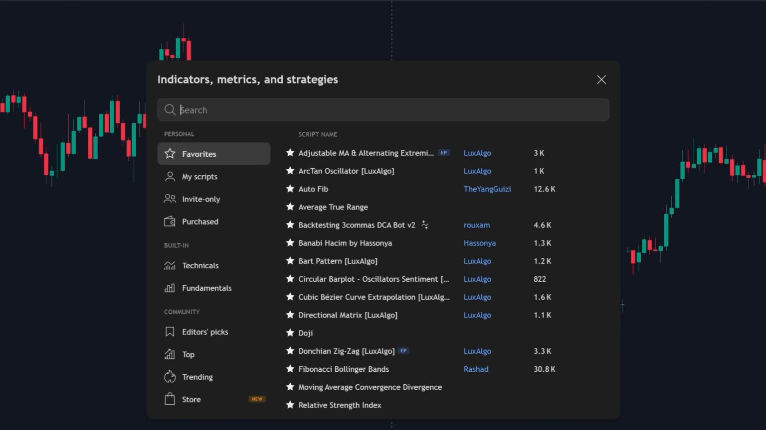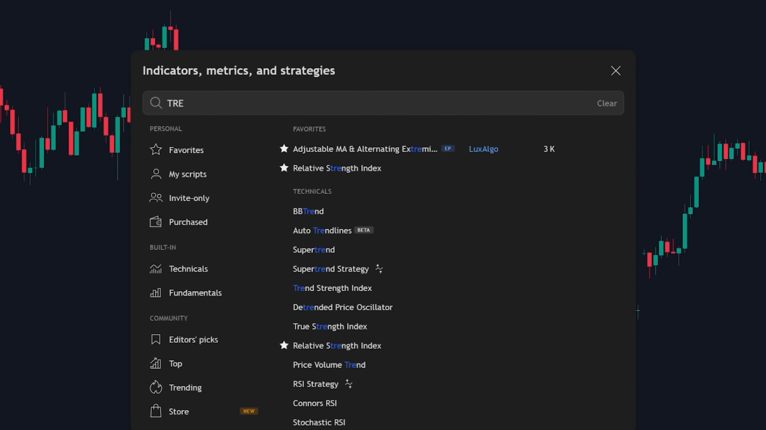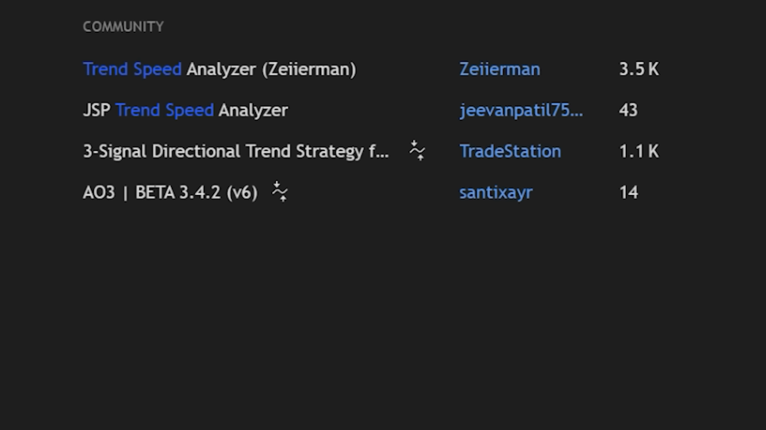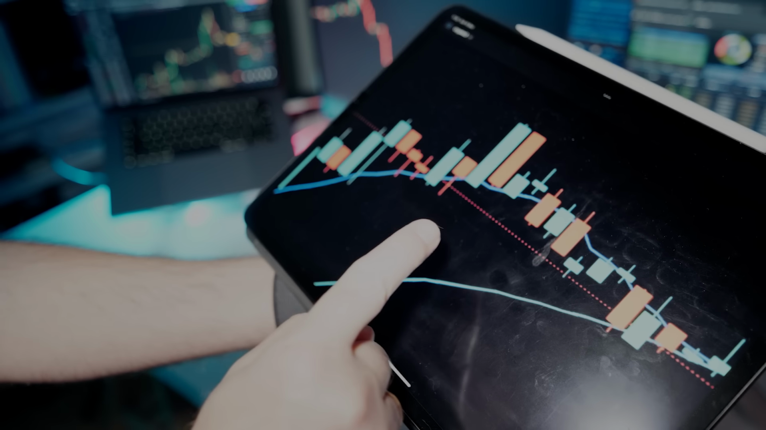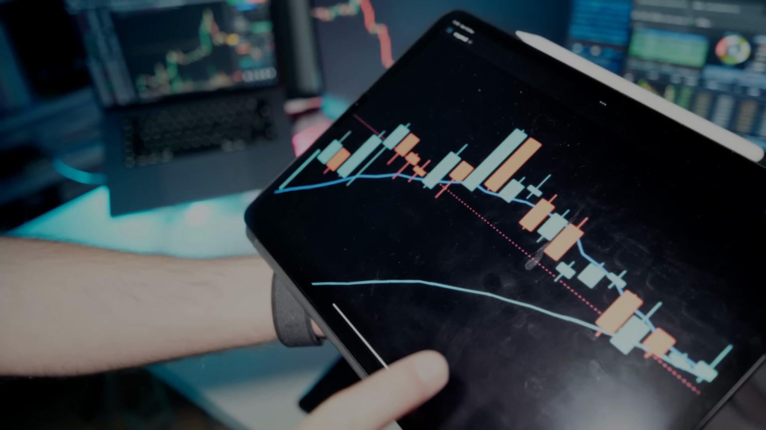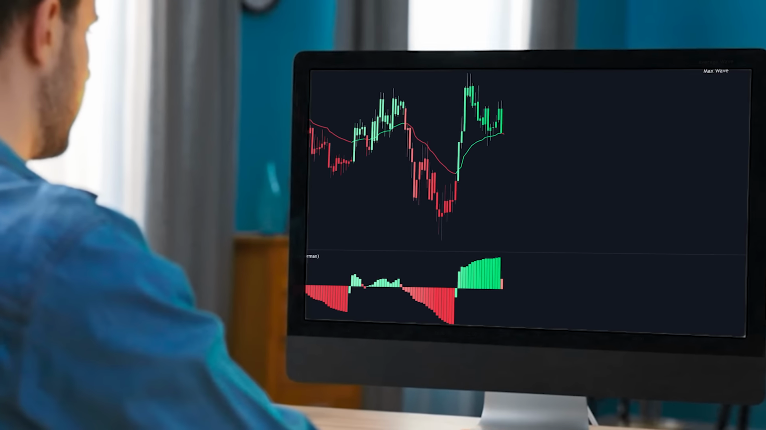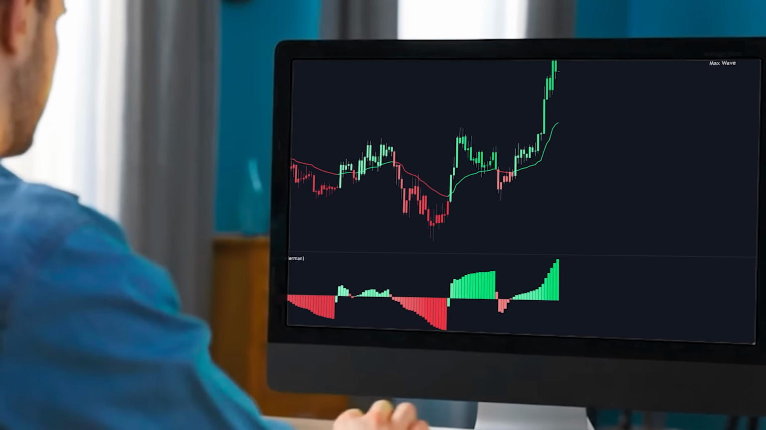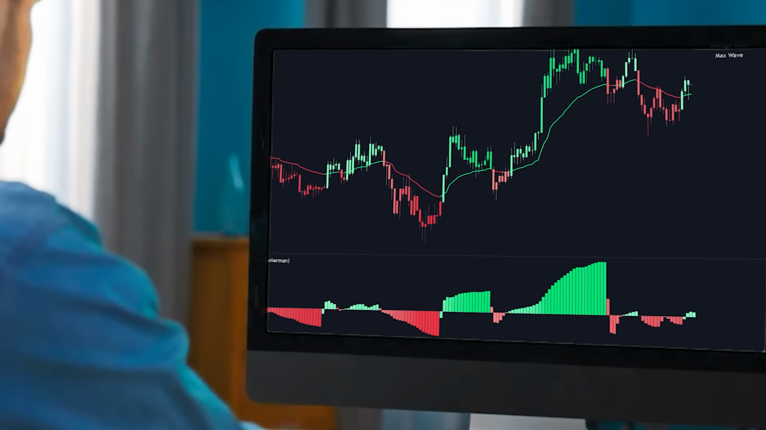Click on the Indicators button and in the search box type Trend Speed Analyzer. You're looking for the one by Zyman. Click to add it to your chart. While most people are using basic trend indicators that just show you when price crosses a line, the Trend Speed Analyzer gives you a complete three-dimensional view of what the market momentum is actually doing.